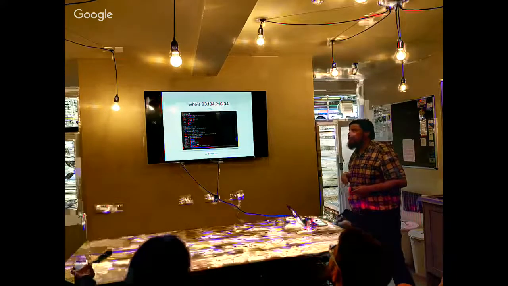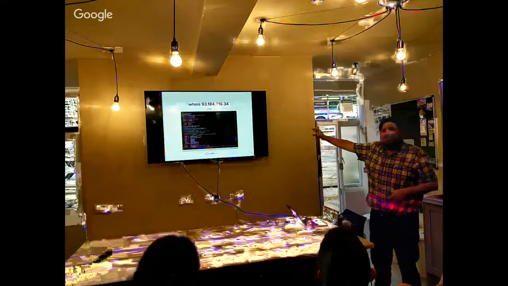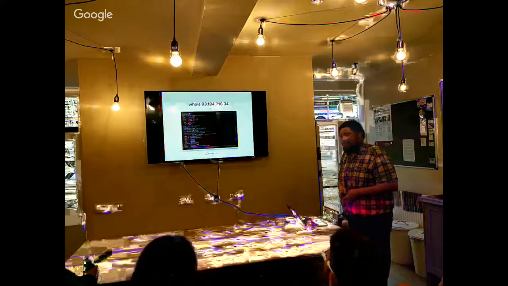Why would we do this? Well, most of our tools are not going to work against Cloudflare's. It's a proxy in front. We're not hitting that box. We're not seeing it.